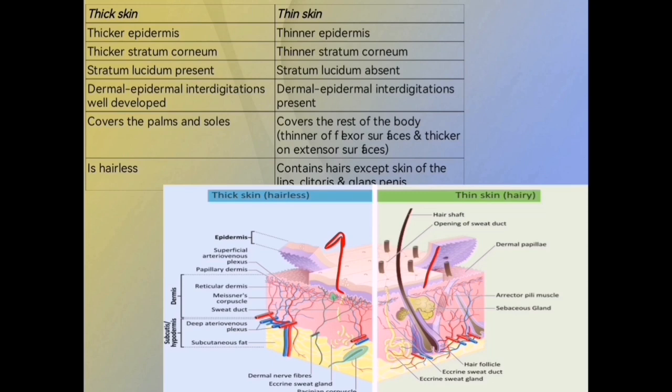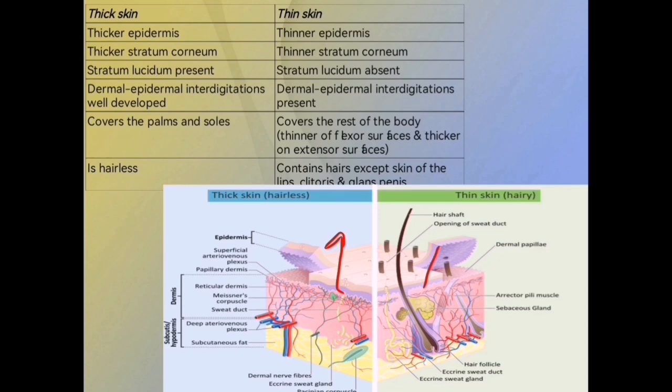So now for the dermal epidermal interdigitations, they're much more pronounced in thick skin because it is this skin which faces the most pressure. For example, the skin of the palms, it has to withstand a lot of pressure, so these interdigitations, they need to be as strong as possible. Thus in these areas they present with what we call fingerprints or dermatoglyphs. Whereas in thin skin they are present but they're not that well pronounced.